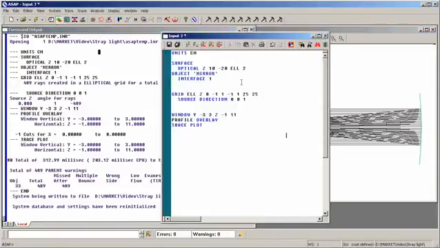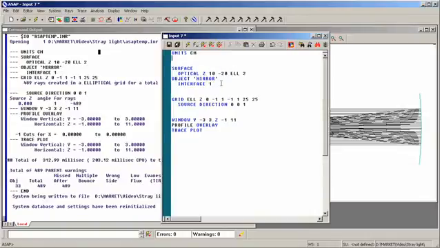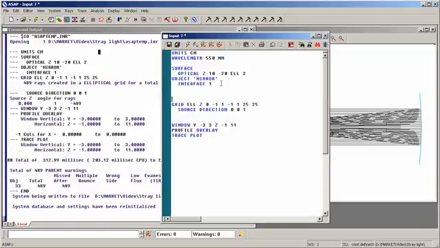Now we want to turn this into a wave optics calculation. How do we do that? Clearly, the first thing we have to do is define a wavelength. Wavelength, 550 nanometers. One command. We now want to turn this into a wave optics calculation.